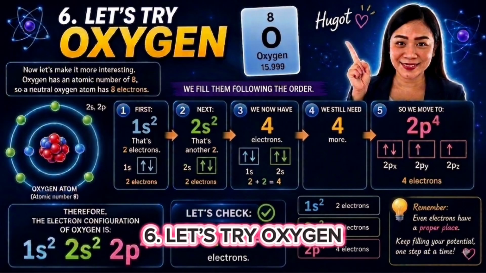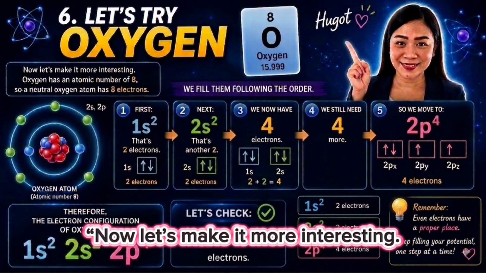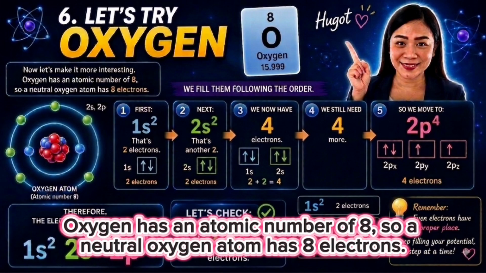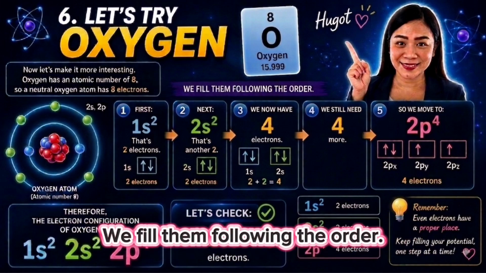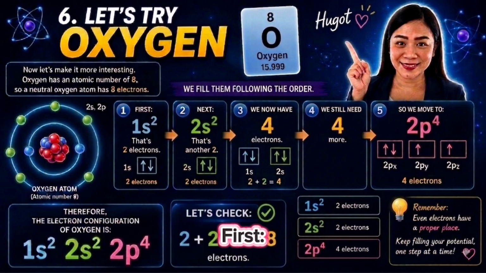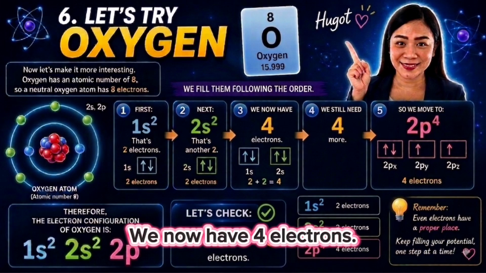6. Let's try oxygen. Now let's make it more interesting. Oxygen has an atomic number of 8. So a neutral oxygen atom has 8 electrons. We fill them following the order. First, 1s2. That's 2 electrons. Next, 2s2. That's another 2. We now have 4 electrons.